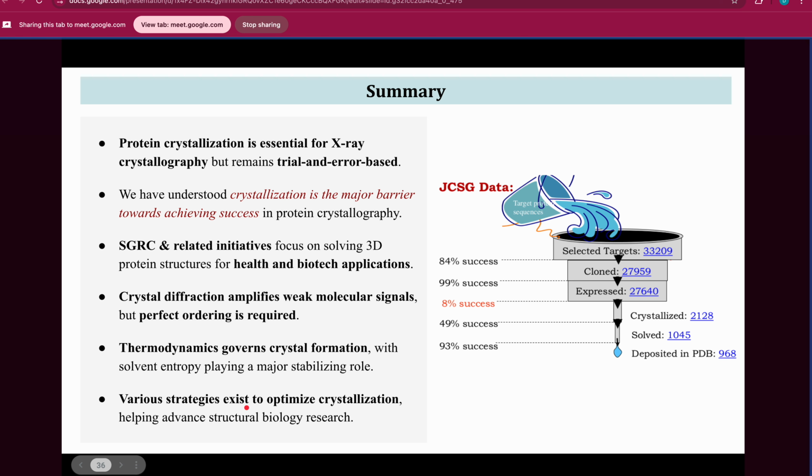Then various strategies exist to optimize the crystallization, which we have already seen: we can remove the flexible residues, or we can take a multi-domain protein and study its individual domains separately. We have seen that we can replace certain residues, such as glutamine or other residues, with alanine or other residues. So these are some of the strategies which are used. So this is all about the crystallization and how the crystals are formed. So we have covered it.